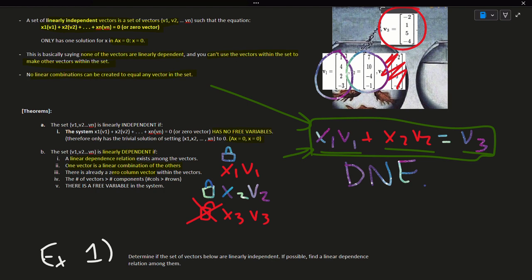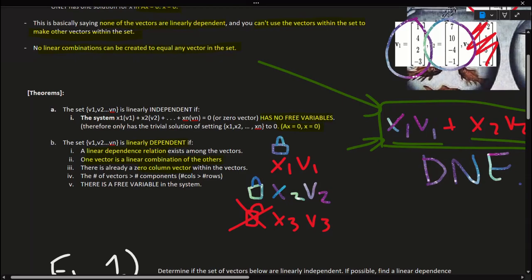Another really easy way to tell if a set of vectors is linearly dependent is if there's a 0 column vector. Let's think about it this way. Going back to the v1, v2, v3 we had, imagine if v3 was the 0 vector. If I wanted to make a linear combination of v1 and v2 to make v3, I could just set it all to 0, and that would technically be a linear combination, which would make v3 dependent. That's why having the 0 vector makes the entire set linearly dependent.